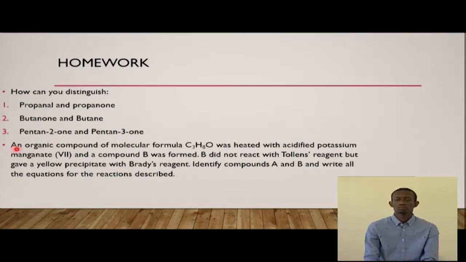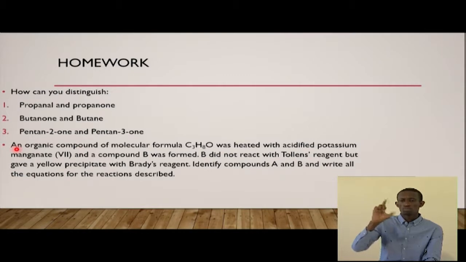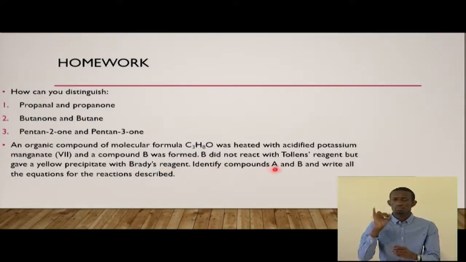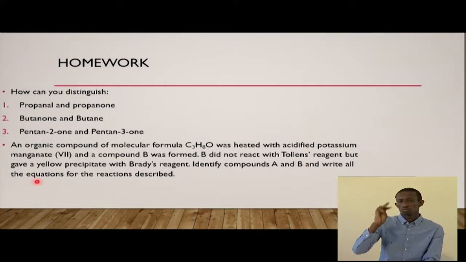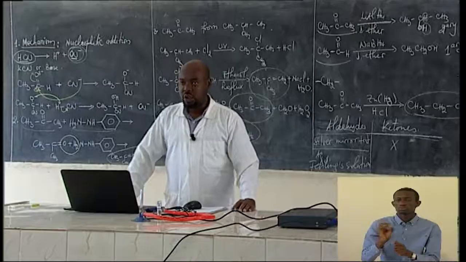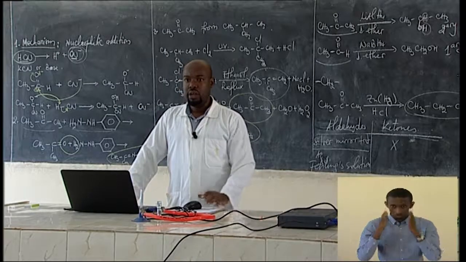And question number 2: an organic compound A of molecular formula C3H8O was heated with acidified potassium manganate 7 and a compound B was formed. B didn't react with Tollens' reagent, but gave a yellow precipitate with Brady's reagent. All these statements have the information you have to use to identify these compounds. The question: identify compounds A and B and write all the equations for the reactions described. Thank you very much for your attention. See you next time.